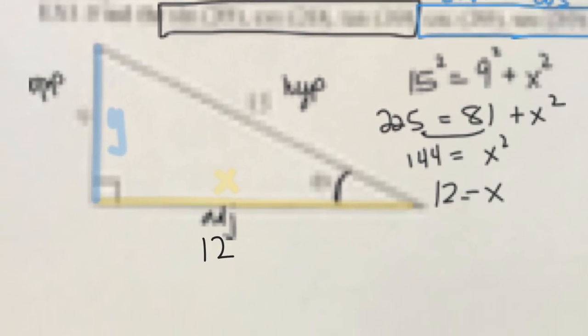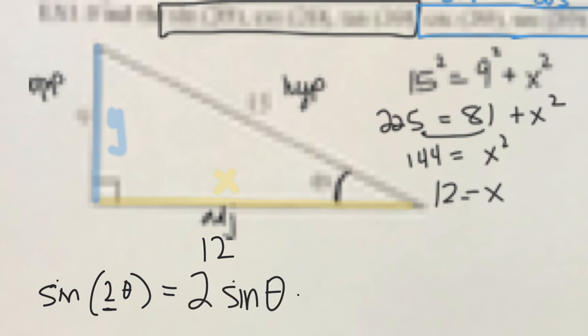Excellent. Now let's get to using our formulas. So we'll do the sine of 2 theta, right? Sine, the double angle, 2 times theta. That's how we know it's a double angle, because there's a 2 in there. It is 2 times the sine of the angle times the cosine of the angle. That's the formula for sine of a double angle. So we're going to go to our triangle and get the ratios for sine and cosine.